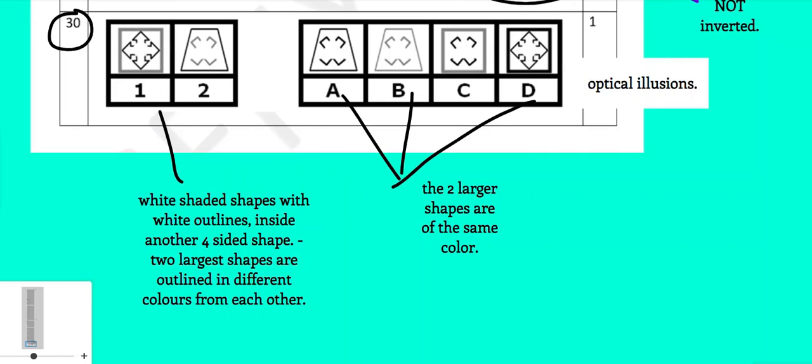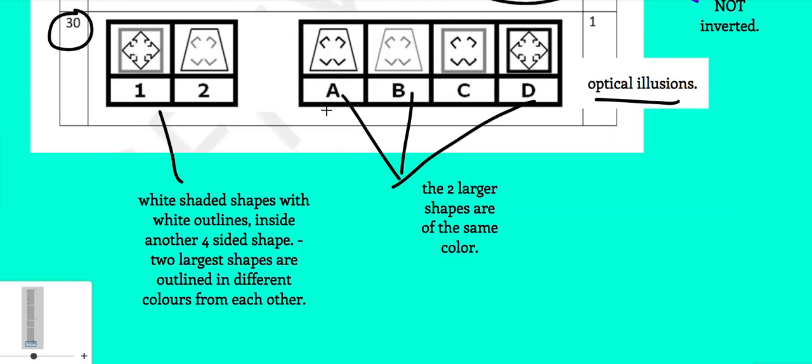Let us give a look at some figures under the topic similarity. If we look at sum number 30, it is based on optical illusions, where figures 1 and 2 are white shaded shapes with white outlines inside another four-sided shape. If you see closely, they are another four-sided shapes, and the two largest shapes are outlined in different colors from one another. This square and this shape, they are different colors from one another.